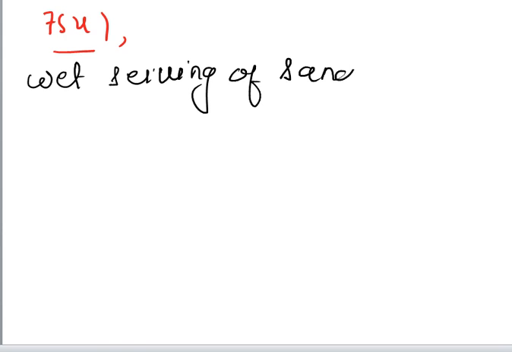What are those? Now, wet sieving. Why is wet sieving of sand done? Wet sieving is done for sand if the sand contains some fineness. As I have told, the soil solids which are smaller than 75 micron are called fineness.